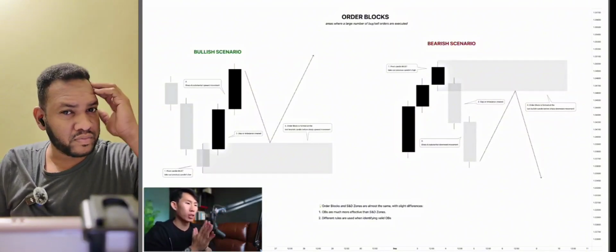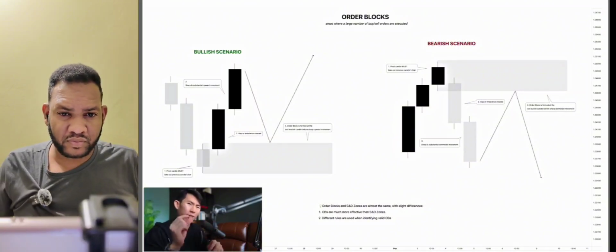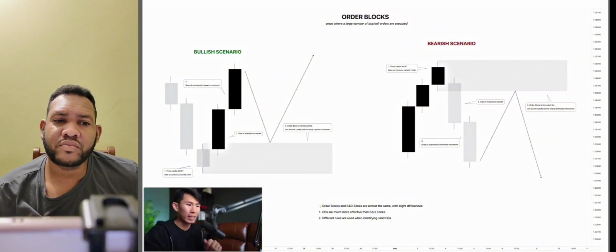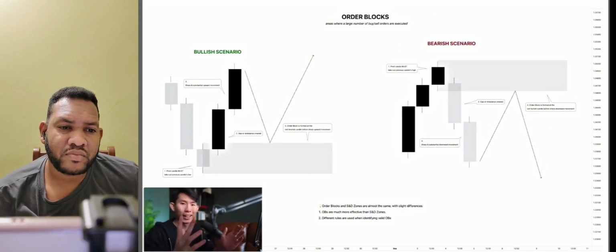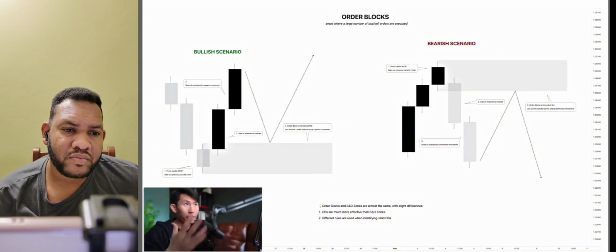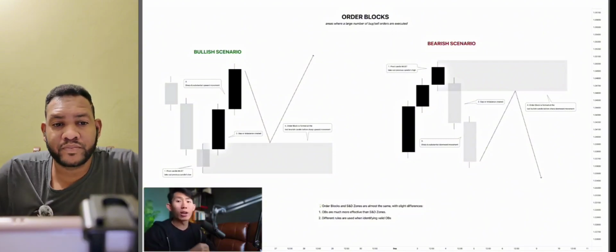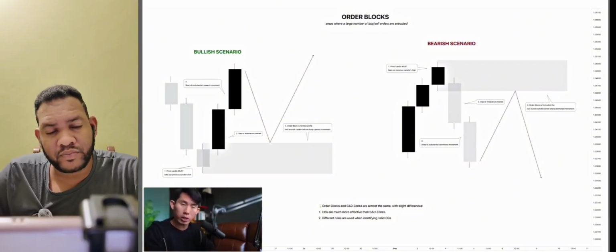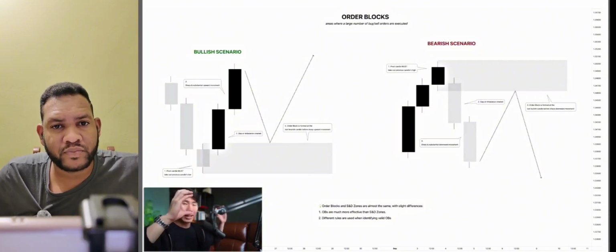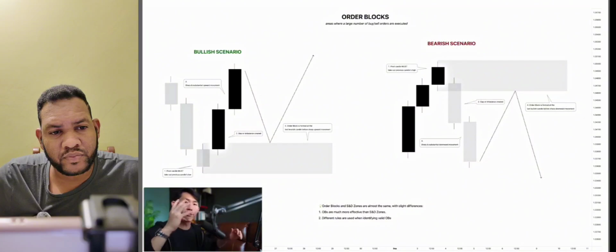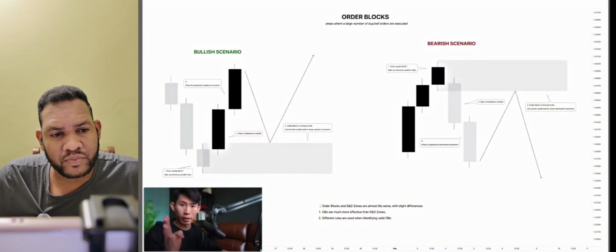Now, order blocks and supply and demand zones are very similar with just a few differences. The first difference is that order blocks are much more effective than supply and demand zones, because after all, the point of order blocks is to really show us where smart money has entered the market and where they are most likely going to enter again. The second difference is that different rules are used when identifying valid order blocks. Now, for a zone to be considered an order block, it needs to meet 4 criteria, which I'm going to show you later.